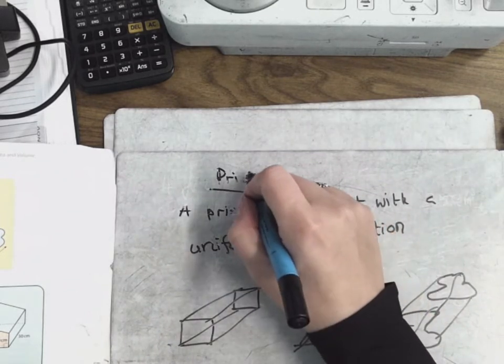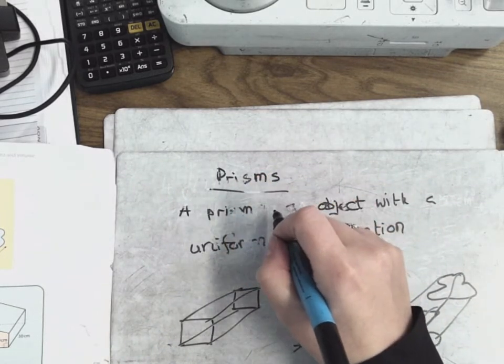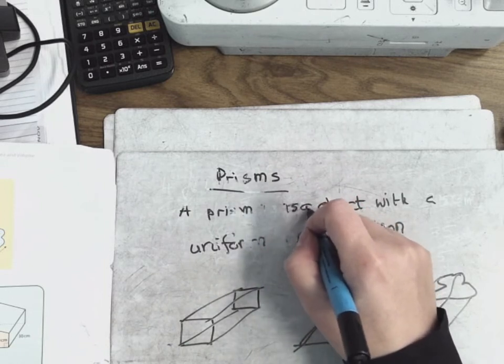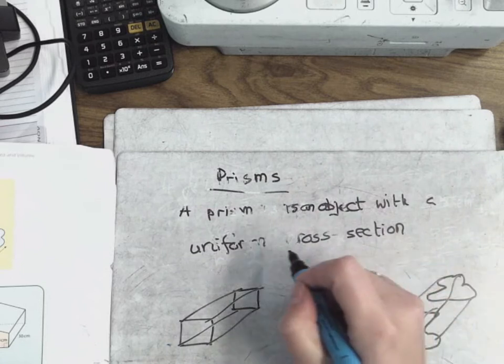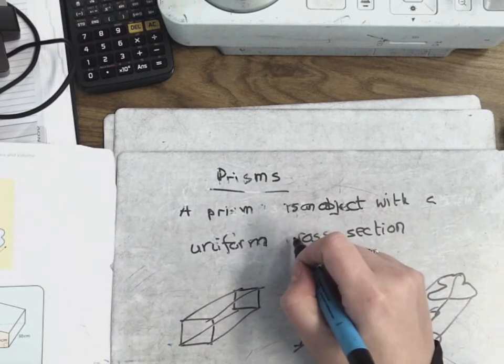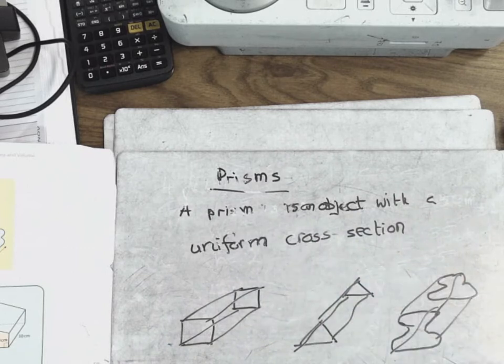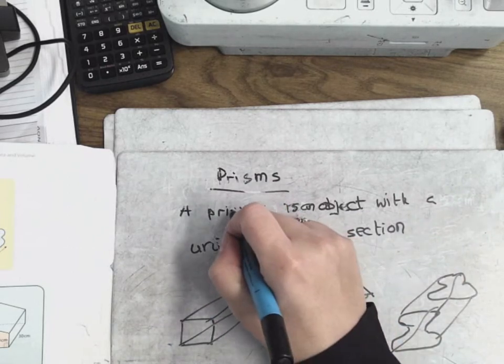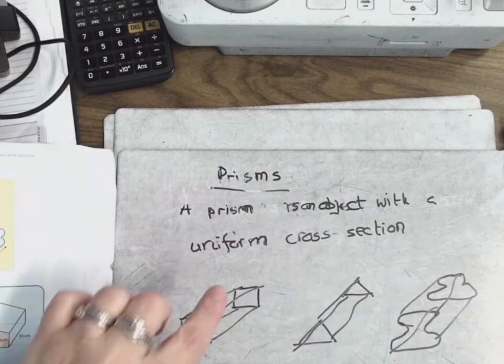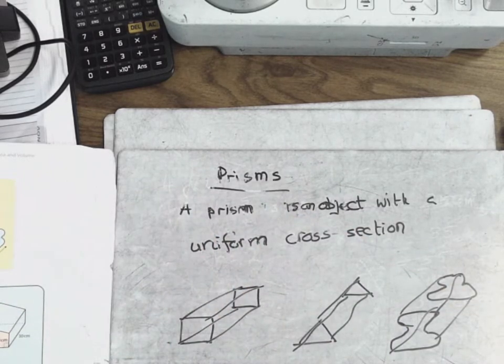A prism is an object with a uniform cross section. Sorry, I rubbed it out. So a prism is an object with a uniform cross section. So it's basically the same at the front and the back, and it's the same the whole way through.